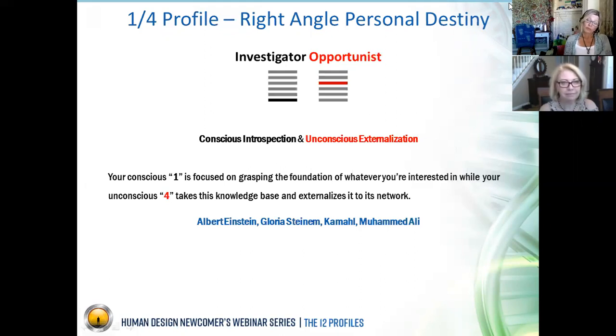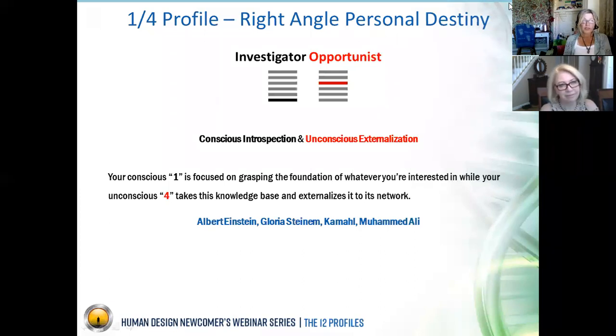So they're really here to be an authority and deeply investigate things, like Ruth was saying before about that first line investigator. And then they're here to externalize what they've investigated once they feel secure based on their strategy and authority, right? They're here to externalize to their network what they've investigated. So it can be really friendly. Fourth line body can be really friendly. They're looking for opportunities to share with other people.